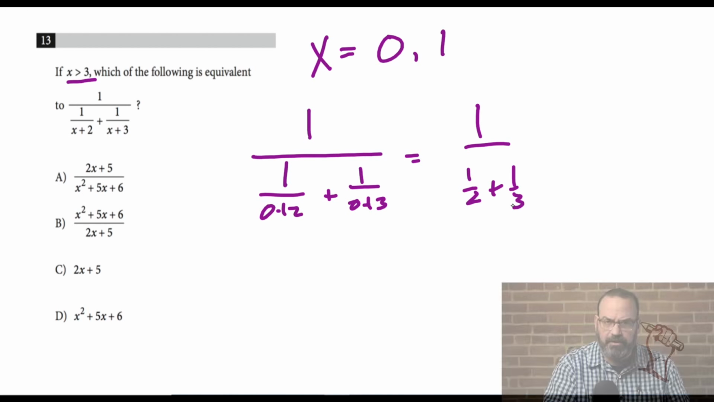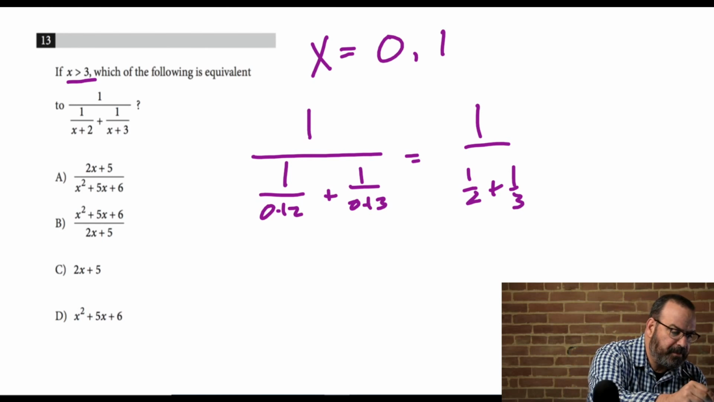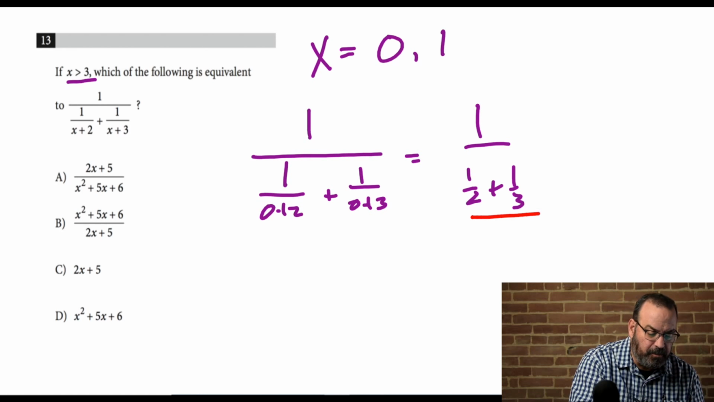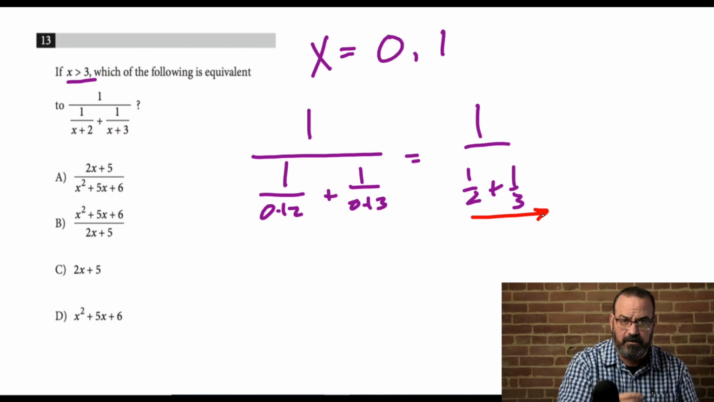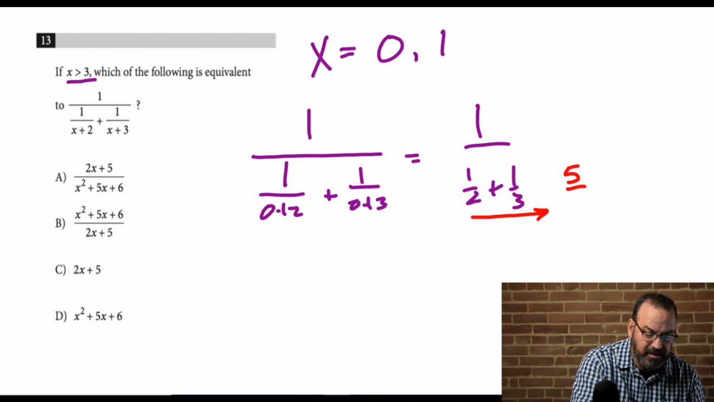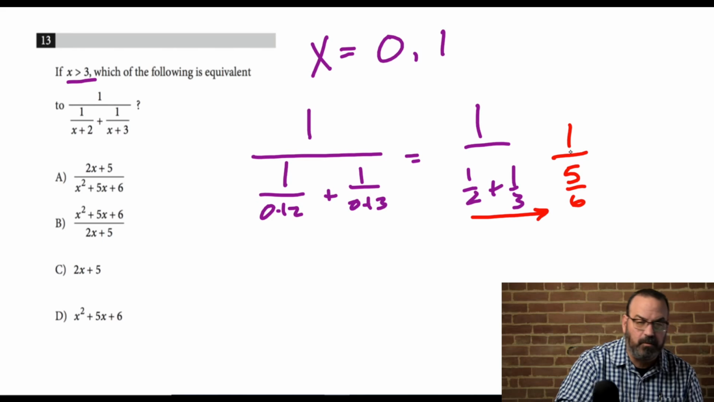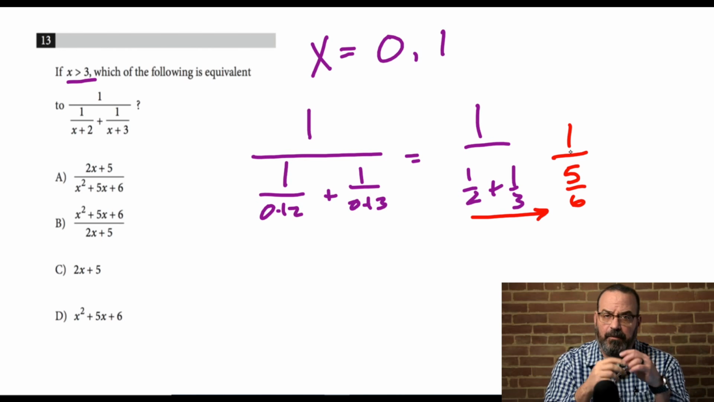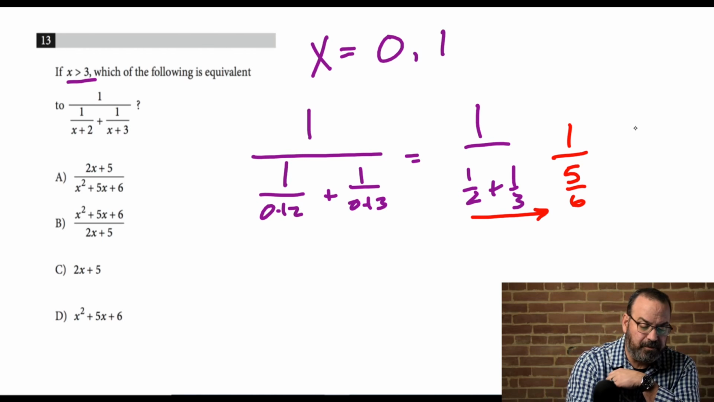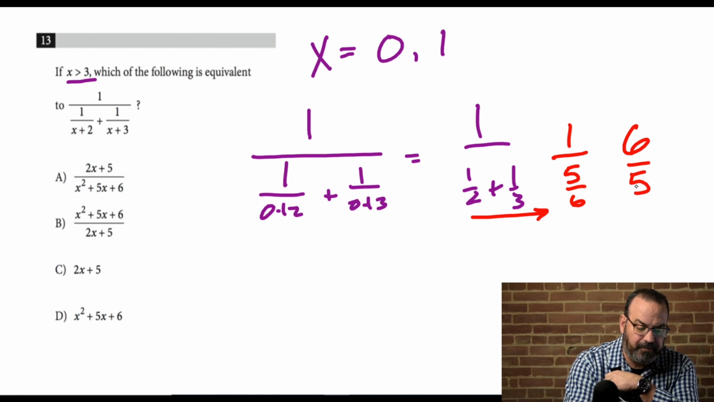You should know how to do fractions really quickly. To do fractions quickly, you multiply the denominators and you cross-multiply the denominators to the numerators. If it's 1/2 plus 1/3, the answer is 5/6. Well, this is 1 divided by 5/6. And when you divide by a fraction, you multiply by the reciprocal. So the answer is 6/5.